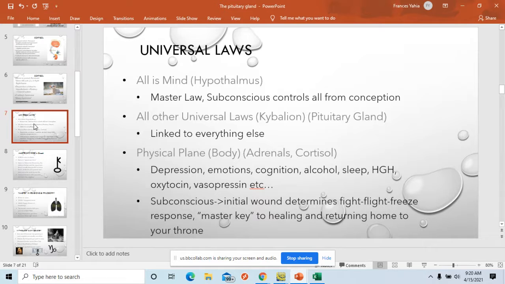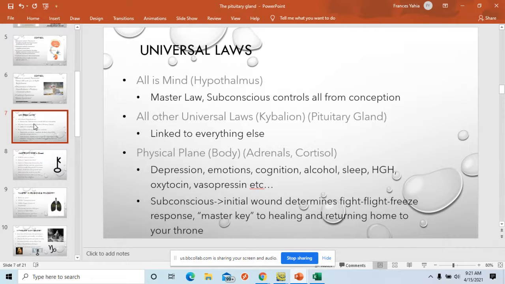In the physical body, we have the adrenals and the cortisol. We see this as depression, with emotions and cognition obviously affected, choosing alcohol perhaps as a poor coping, or poor food, not sleeping well. Human growth hormone, oxytocin, vasopressin are all released as an indicator, the hypothalamus letting the pituitary gland know what hormones to release depending on what the body's trying to achieve. From the subconscious, this physical plane is the subconscious mind, the initial wound at conception through 0 to 7, and this in fact determines our fight, flight, freeze response.